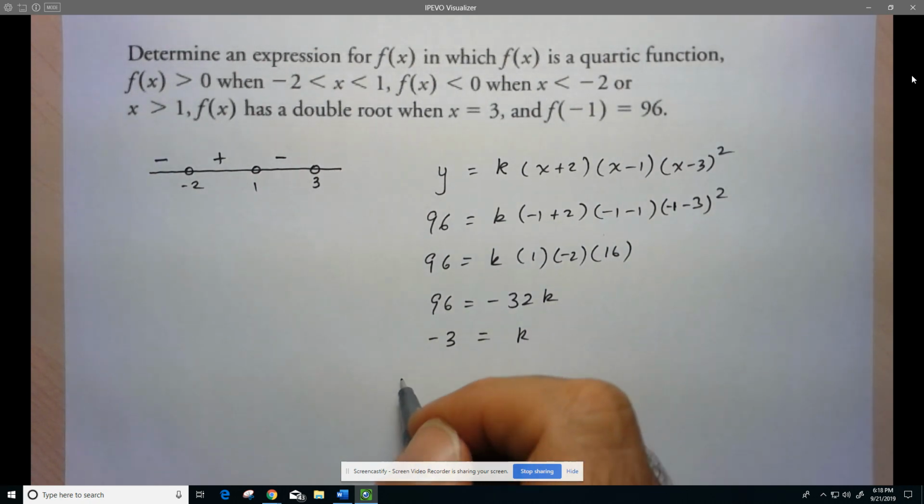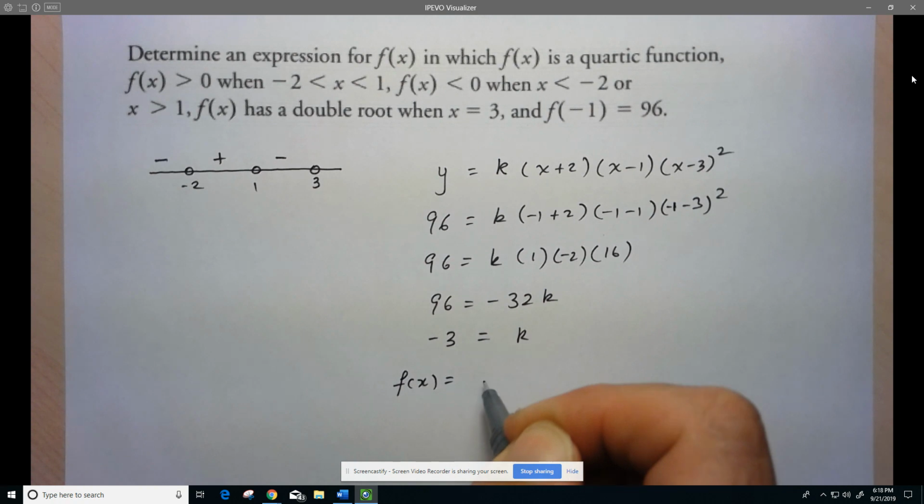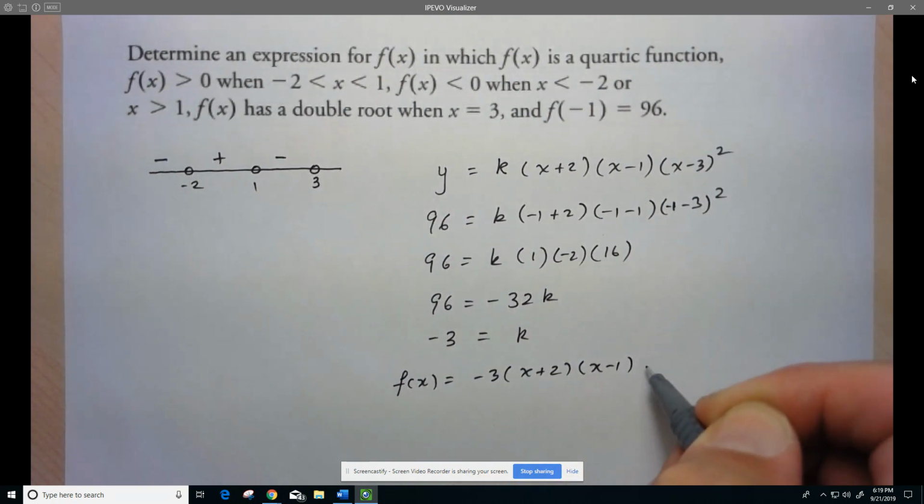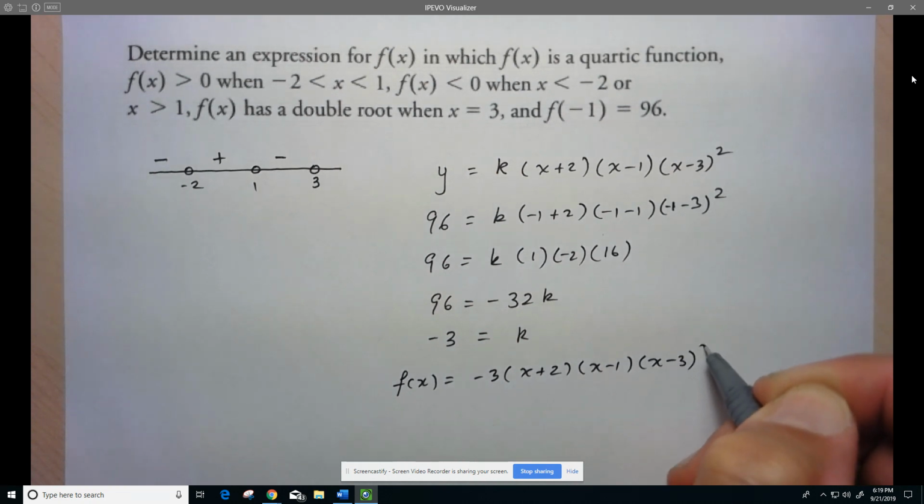My expression for f(x) here is just going to be -3 times (x plus 2) times (x minus 1) times (x minus 3) squared.